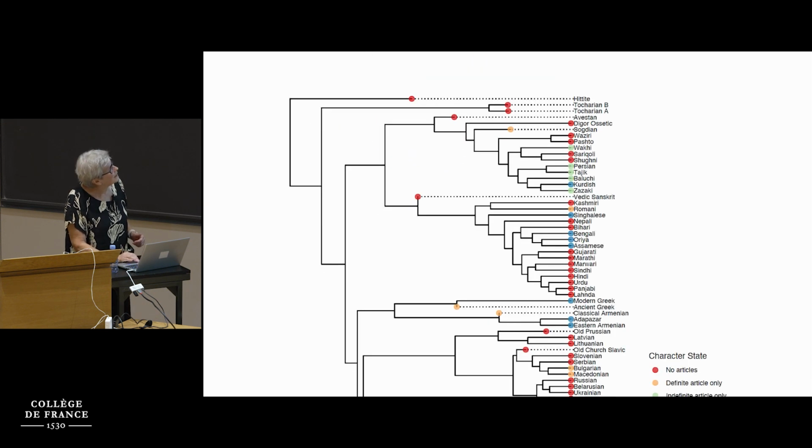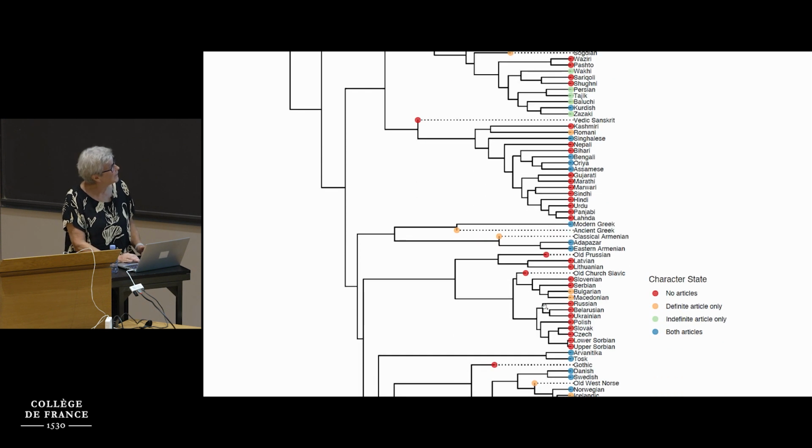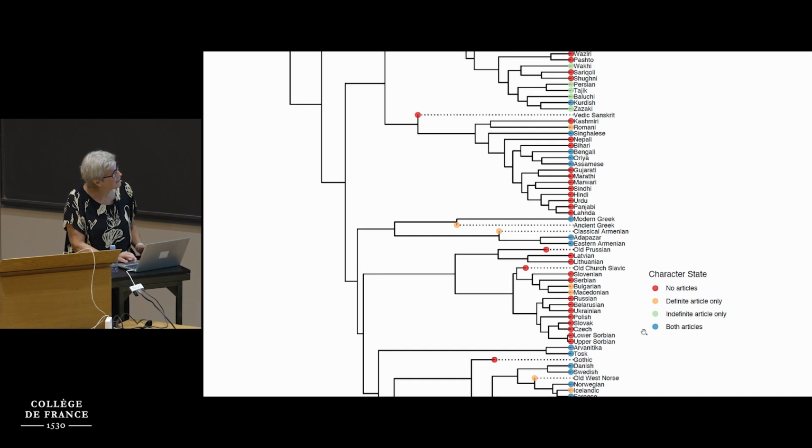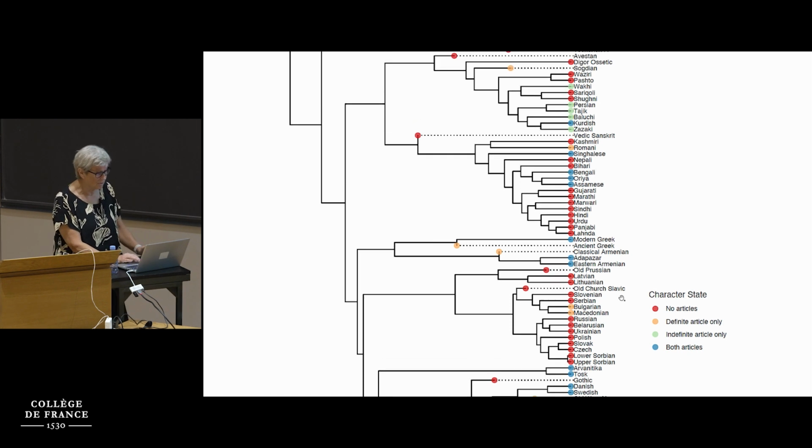All right, so here is kind of a phylogenetic tree. It goes beyond this page, it kind of continues. But let's look at the character state. Red means languages with no articles. Orange means definite article only. Indefinite, I don't know what this is, pale green. Indefinite article only. And then there are blue, languages that have both articles.